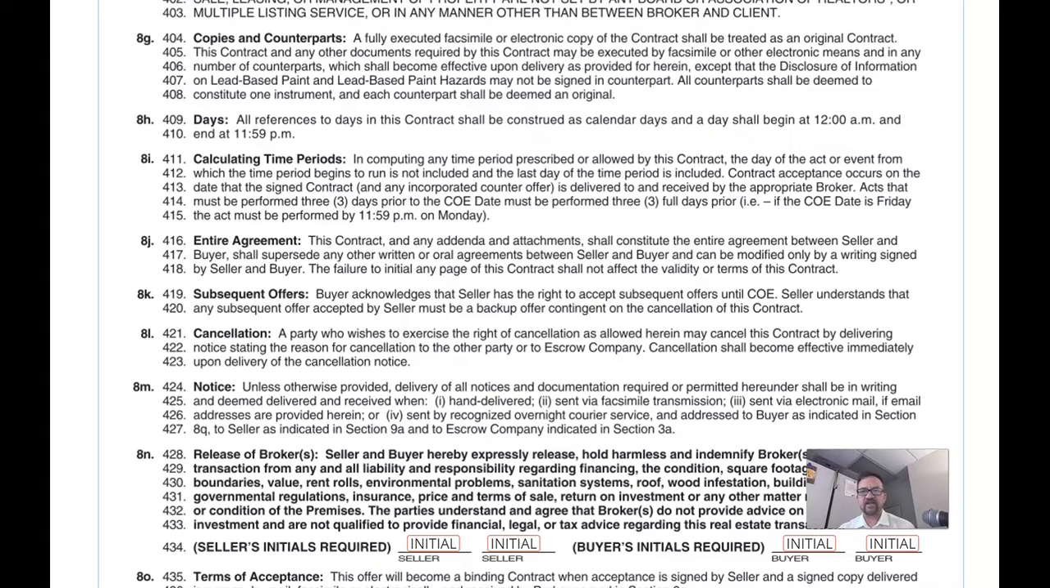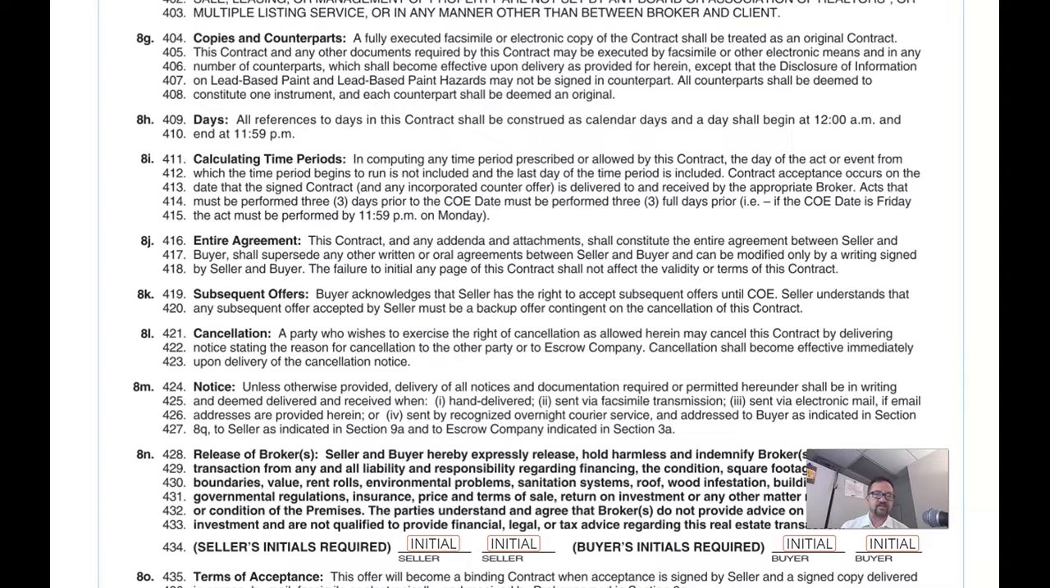The other thing you've got to remember on this is that there are acts that need to be performed 3 days prior to something, like 3 days prior to the close of escrow, needs to have 3 full days prior. So they use an example here. If the close of escrow date is Friday, the acts that have to happen need to be performed by 11:59 on Monday. Everybody misses that one, especially lenders.